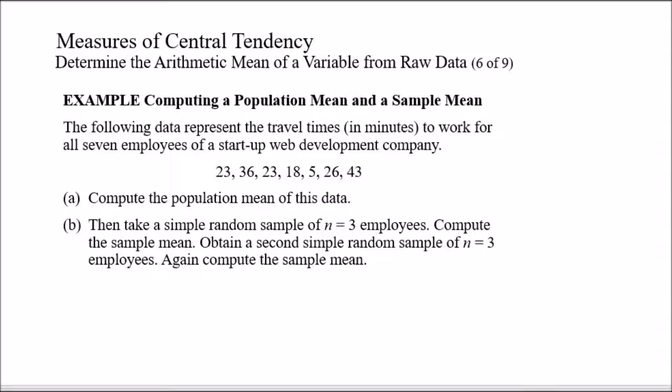Here's an example to explain the difference between the sample mean and the population mean. The following data represents the travel times in minutes to work for all 7 employees of a startup web development company, and the data is here. First, we need to compute the population mean of this dataset. Next, we will take a simple random sample of 3 employees and compute the sample mean, and then obtain another sample of size 3 and compute the sample mean one more time.